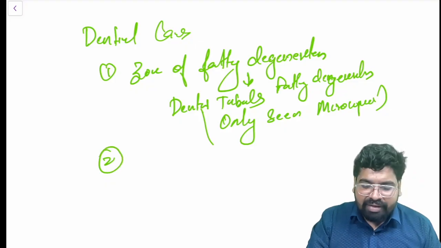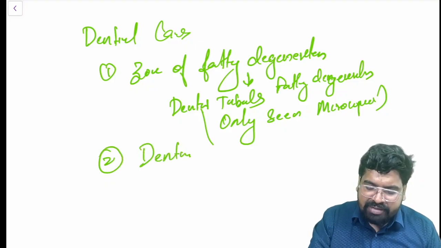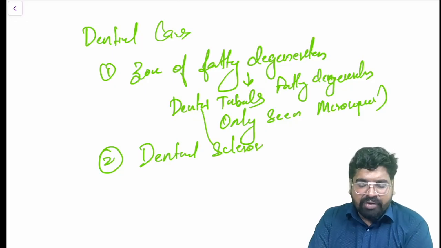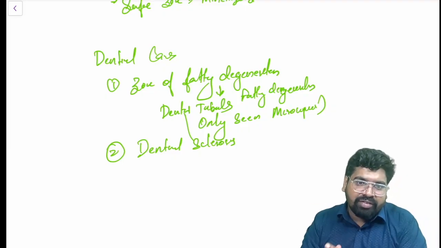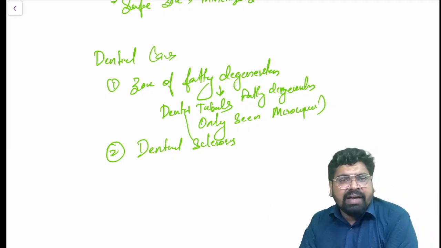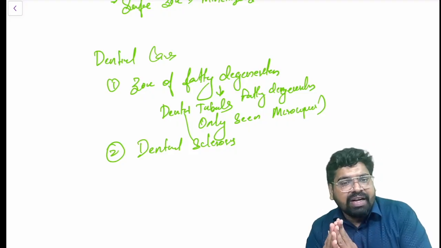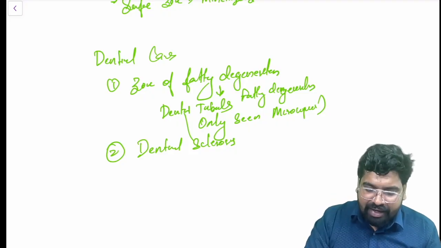The second one is dentinal sclerosis, the zone of dentinal sclerosis. Why is there dentinal sclerosis? This dentinal sclerosis will prevent the invading organisms. It will help to seal off the dentinal tubules. So that is dentinal sclerosis.